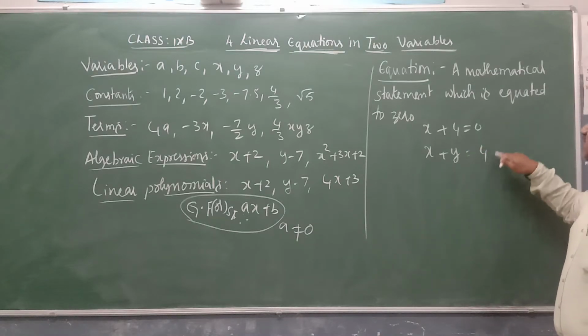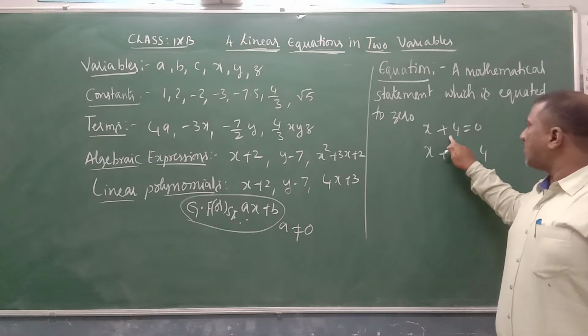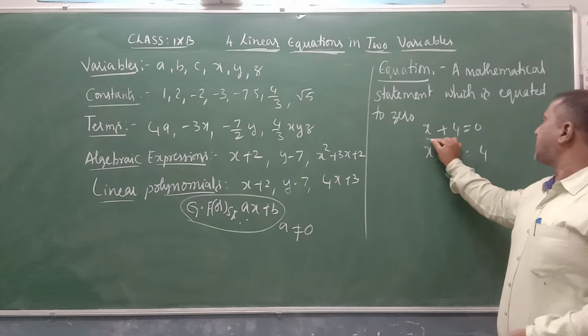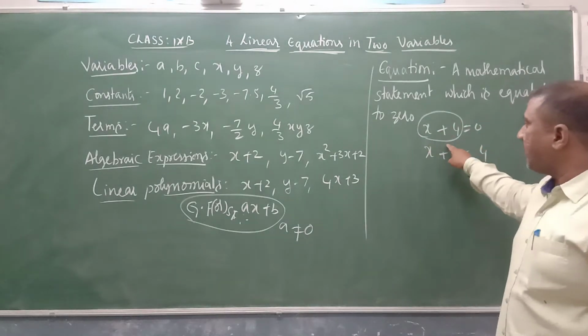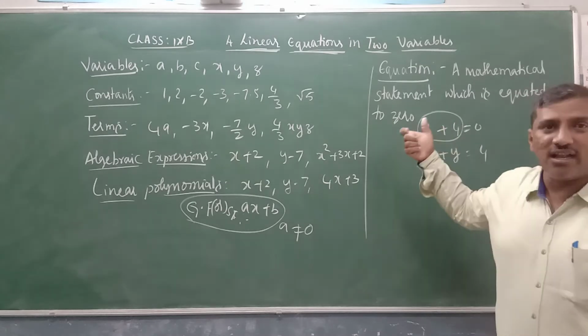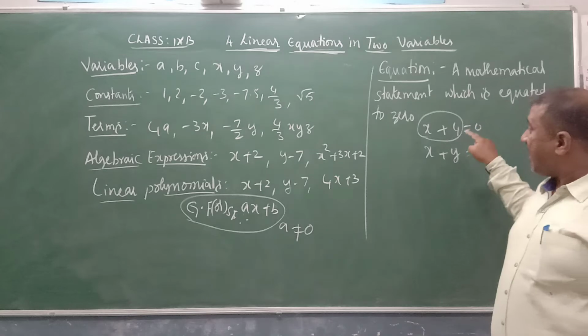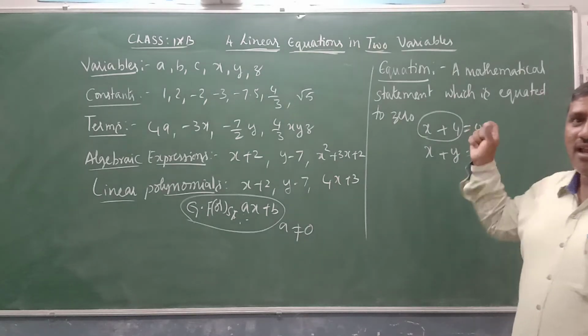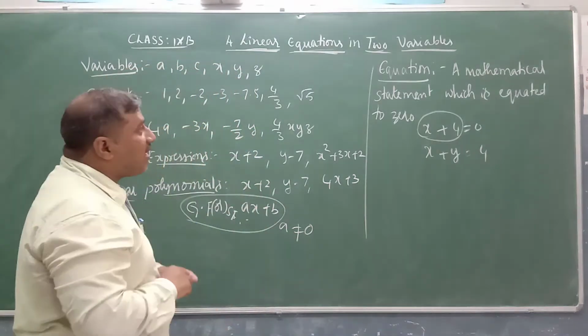What is the difference between these two equations? What is the degree of x plus 4? It is a polynomial of degree 1, which we call a linear polynomial. And this equation is known as a linear equation in one variable.